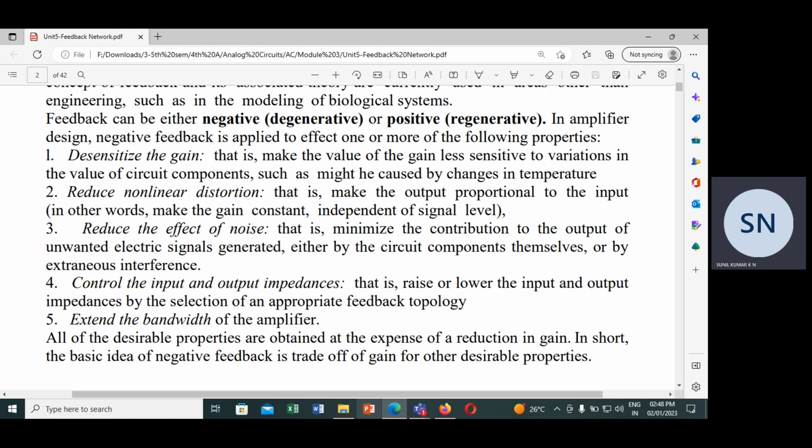The output of the feedback network is nothing but the feedback signal, and this is the input signal. If both are in the same phase, then it is a positive feedback. If both are opposite in phase, then it is called a negative feedback. Depending upon that, we tell whether the given feedback is positive feedback or negative feedback.